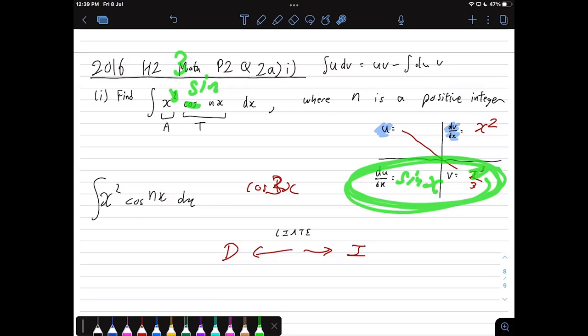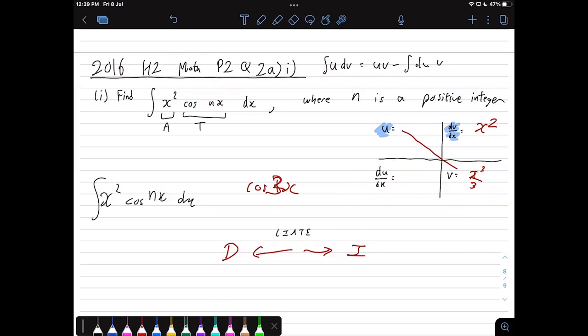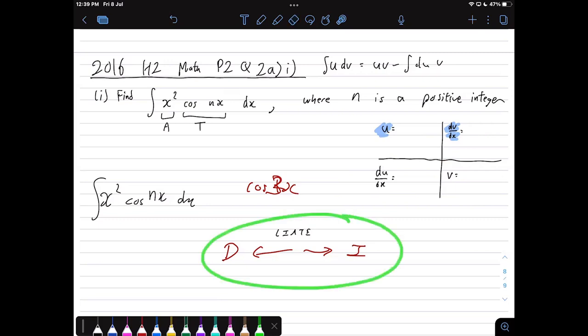Okay. So it's the cosine that is integrated. Yes, correct. Both are very ugly, both are not very nice to integrate. But you must follow this rule, which says that those that are closer towards the right should be preferably integrated.